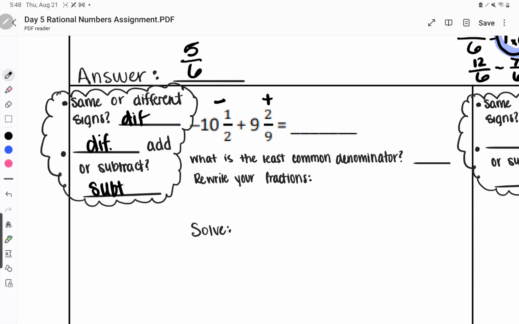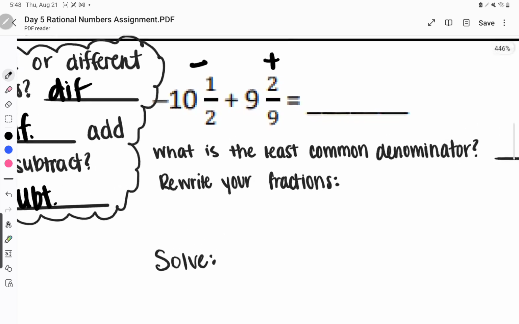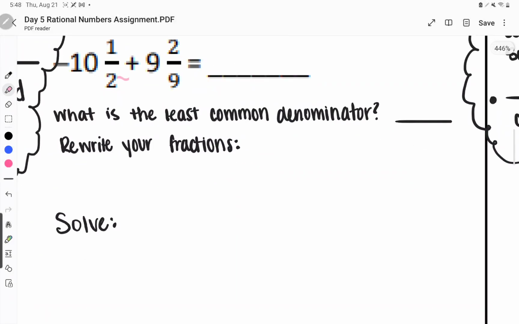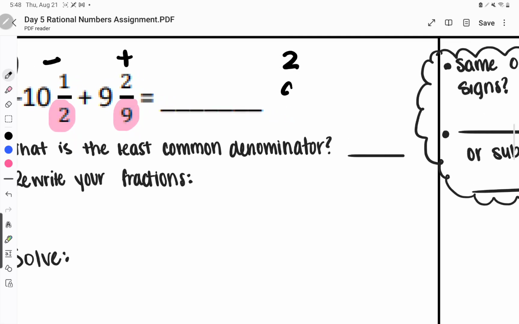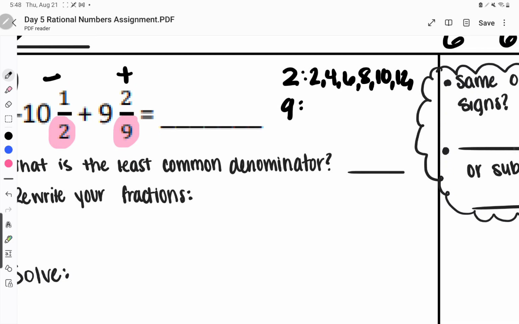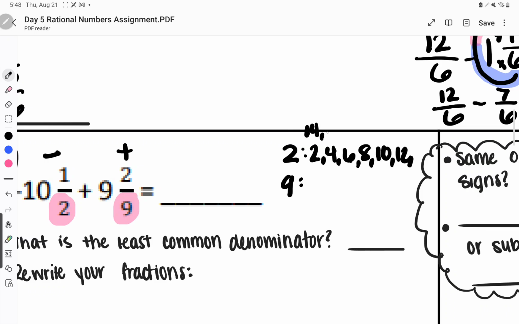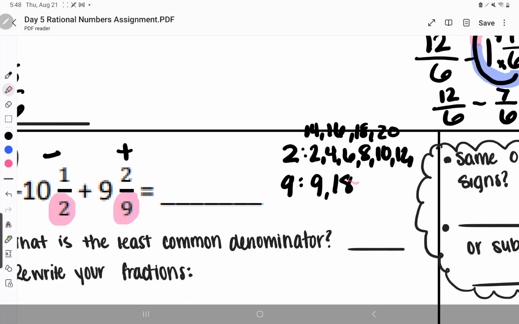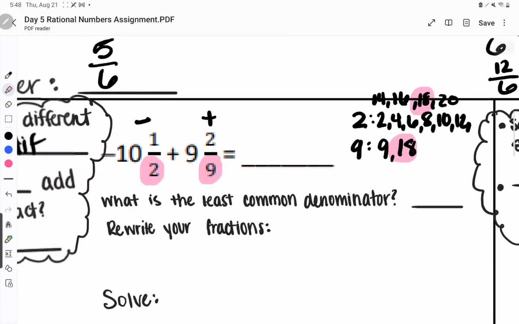Different signs, subtract. So first thing I need to do is I need to find my least common denominator. Well, we have 2 and we have 9. I would list out 2 and 9's multiples. So I have 2, 4, 6, 8, 10, 12. And I'm actually going to go up here, 14, 16, 18, and 20. And for 9, I have 9, 18. So my least common denominator is 18.